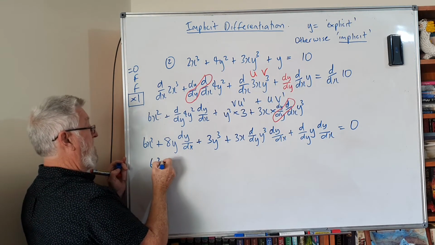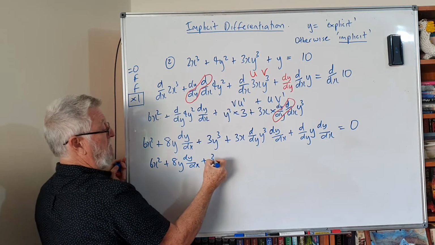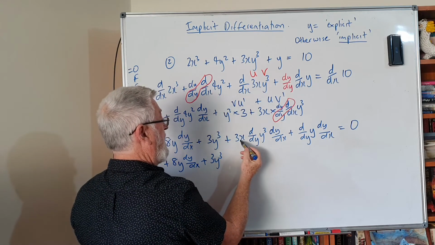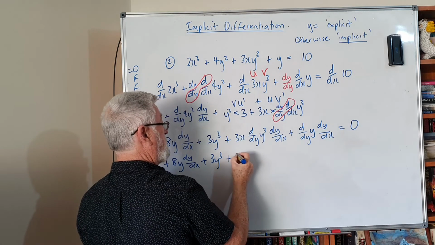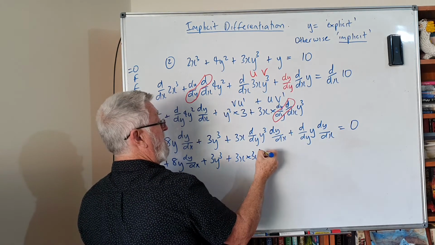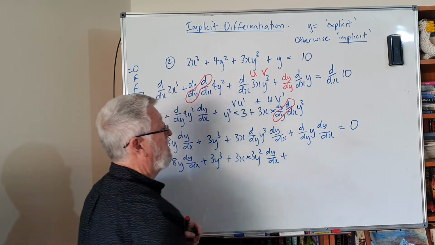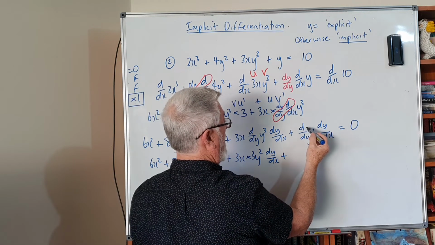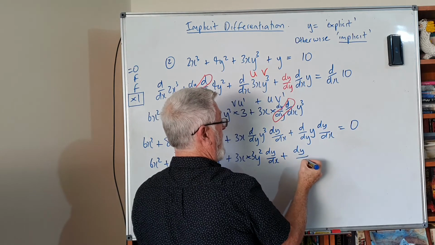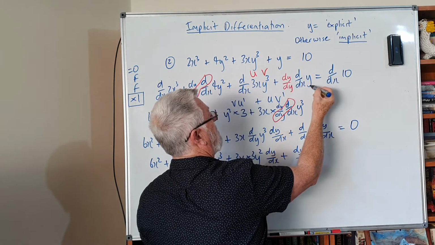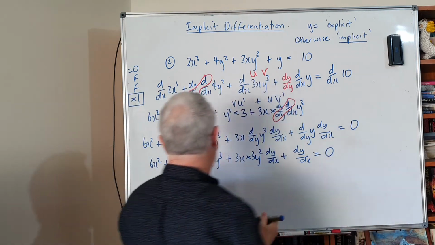So now I've got a 6x squared, I've got an 8y with a dy dx, I've got a 3y cubed, and I go, what have I got here? I've got a 3x with a derivative of y cubed. So that's 3x with a 3y squared, and it's got another dy dx. It's getting a little bit complicated. Look at this one over here. I've got a derivative of y is 1. So I could have written 1. So it just turns out to be dy dx. So when we've got the d dx of y, if we're careful, it's just dy dx anyway. And that's 0.